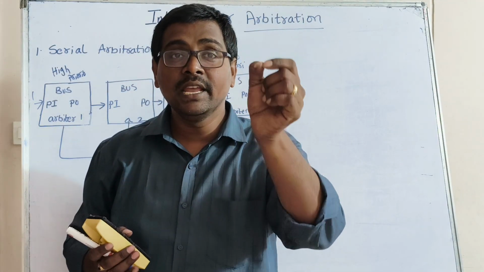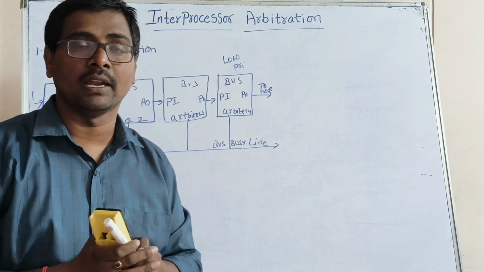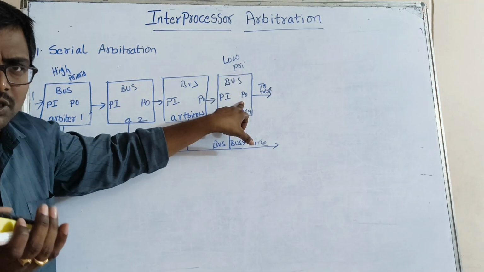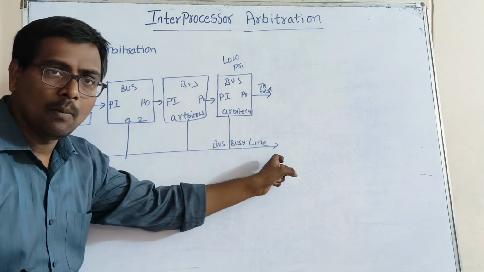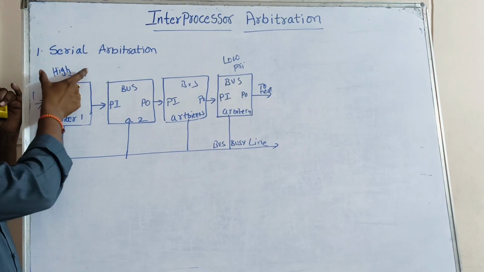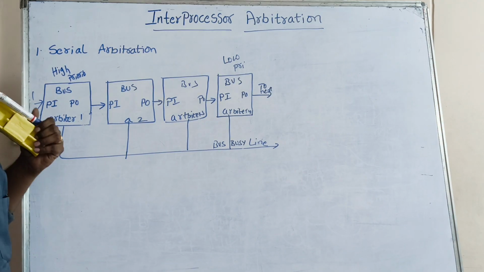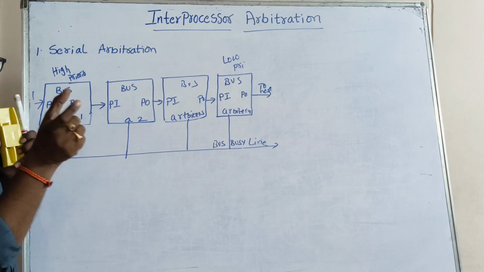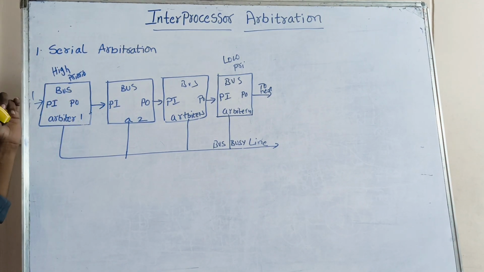One is serial arbitration. This is also called the daisy chain method. In this method, multiple arbiters or processors are connected to a common bus line. Generally, the arbiter that is closest has the highest priority and the last one has the least priority. The priority is decided based on the position. Each arbiter contains two lines. One is the priority in, the second one is the priority out.